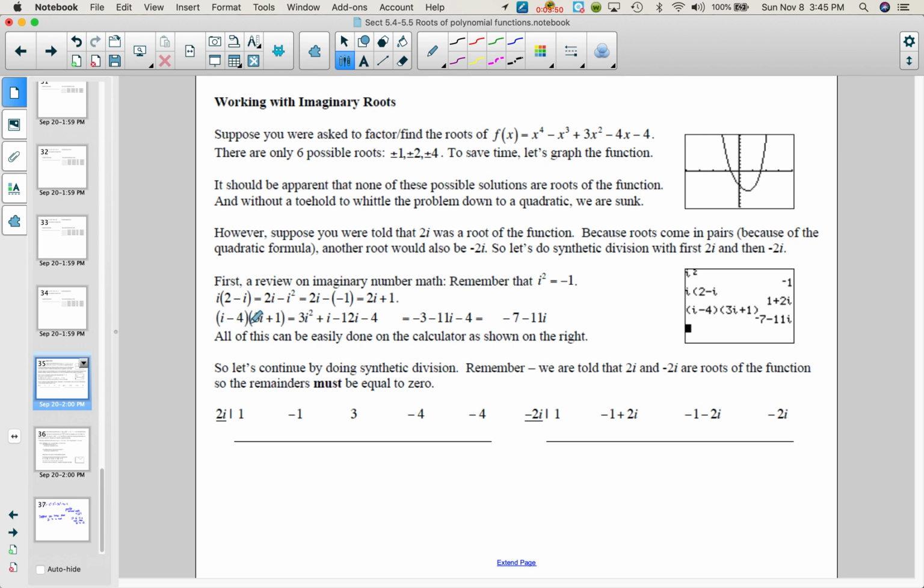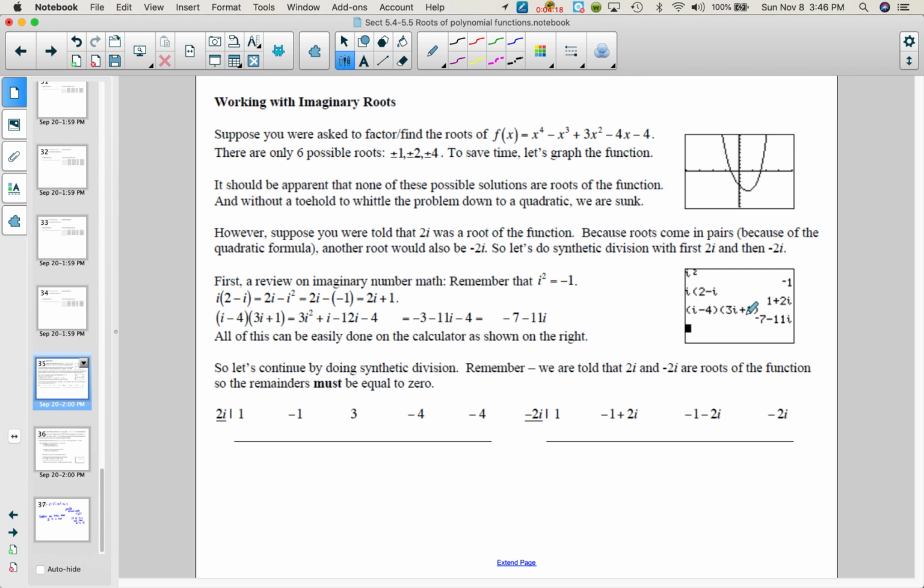If you were multiplying i minus 4 times 3i plus 1, you can FOIL that. And when you do, you would get 3i squared for the first term plus i minus 12i minus 4. But then you have to remember i squared is -1, so that changes this to a -3. Combine like terms, i minus 12i is minus 11i, and then you would have still a minus 4, and then this -3 minus 4 becomes -7.